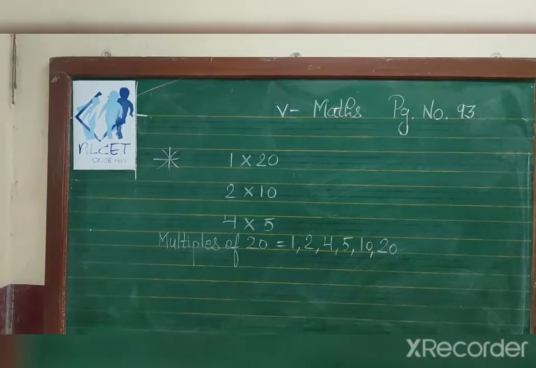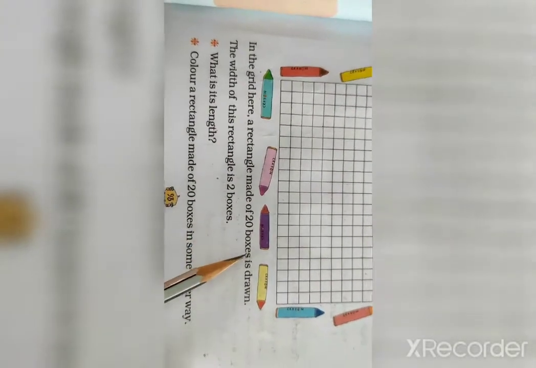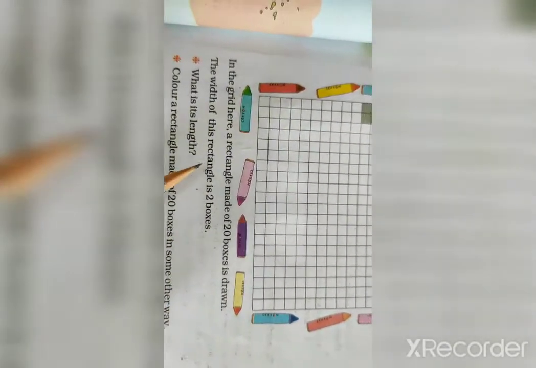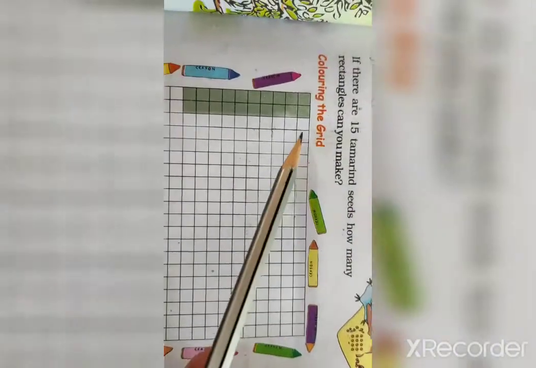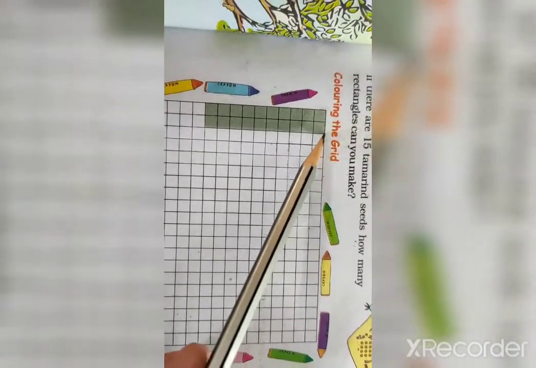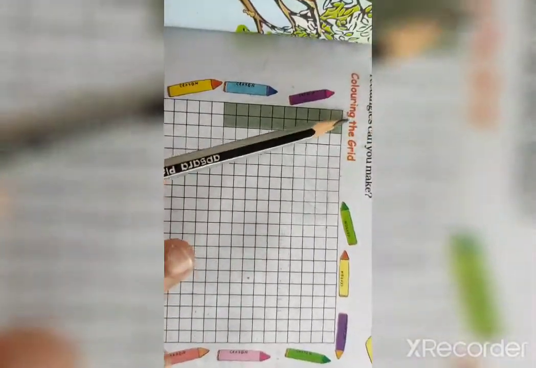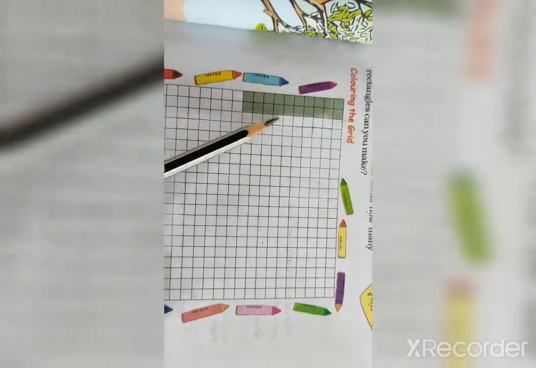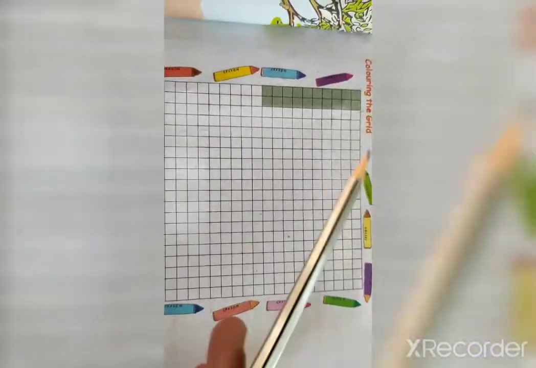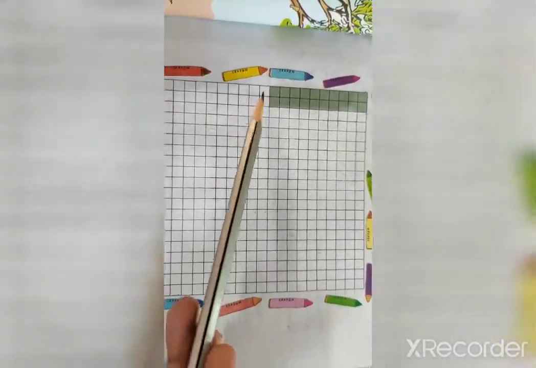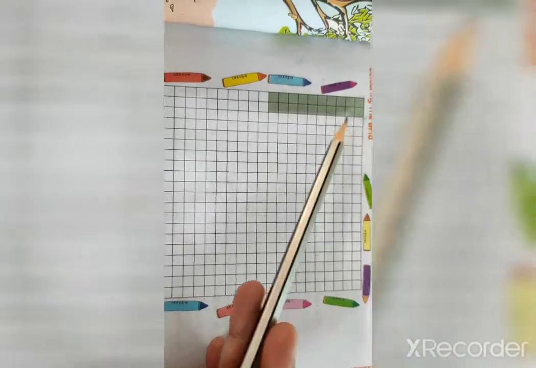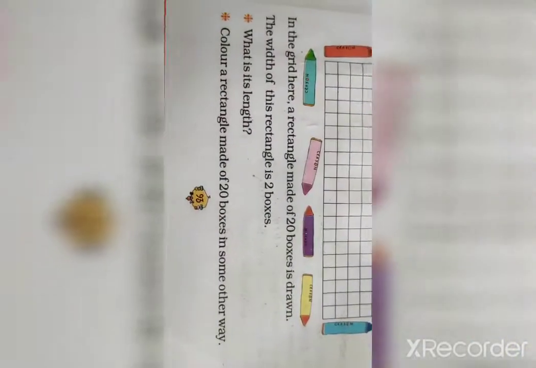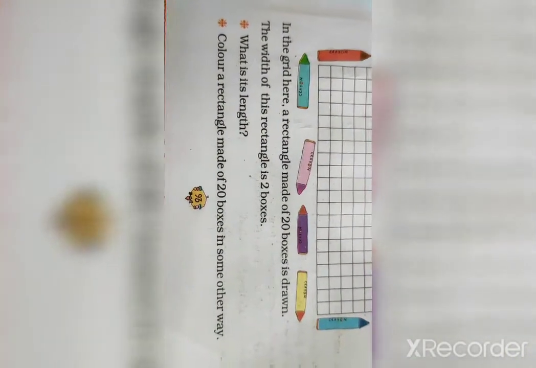Now see in the grid here, a rectangle made of 20 boxes is drawn. The width of this rectangle is 2 boxes. You can see we have already done 2 tens are 20. So 10 is the length and 2 is the breadth. Length we always take as the longest side of the rectangle, so length is this, because we see a rectangle in this way. Okay, length and breadth. Now next is to color a rectangle made of 20 boxes in some other way.